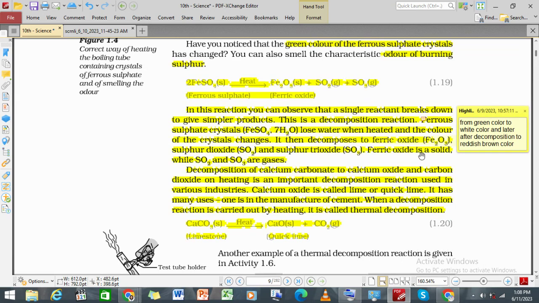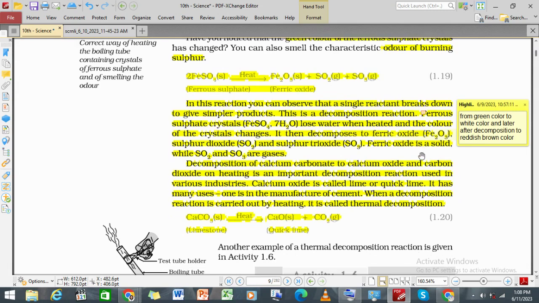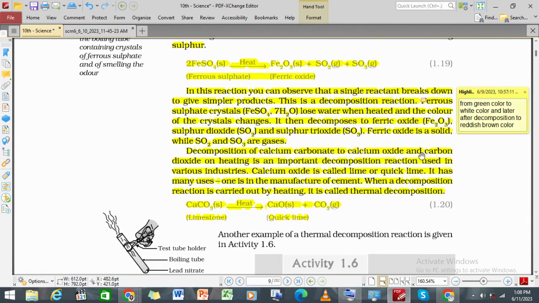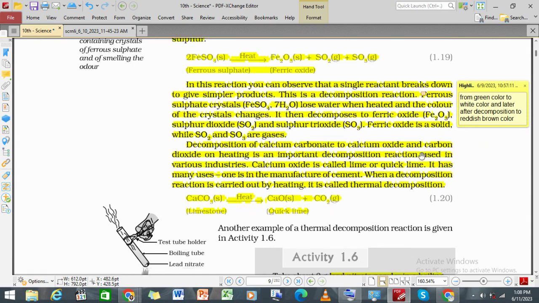In this reaction, we can observe that a single reactant breaks down to give simpler products. This is known as decomposition reaction. The ferrous sulfate crystals, that is FeSO4·7H2O, lose water while heating, and the color of the crystal changes. It then decomposes to ferric oxide Fe2O3, sulfur dioxide, and sulfur trioxide. The ferric oxide is a solid while SO2 and SO3 are gases.